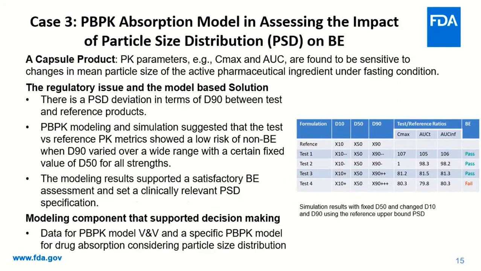For the third case, a modeling approach has been used to assess the impact of deviation in particle size distribution between test and reference products. Based on a PBPK model developed for this particular product that has been sufficiently verified and validated, simulations have shown that the chance for the observed D90 deviation to lead to bioinequivalence is low. Consequently, the PBPK modeling and simulation results supported its tentative approval. Out of this modeling practice, we have data for PBPK V&V and a specific PBPK model for drug absorption considering particle size distribution.